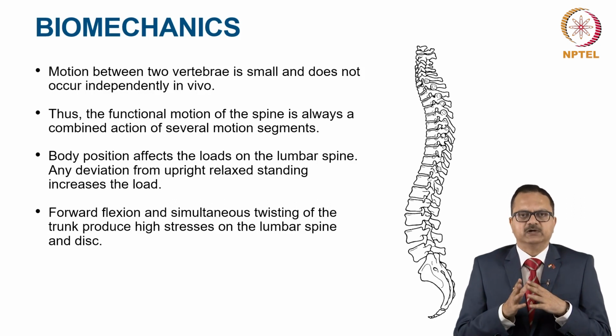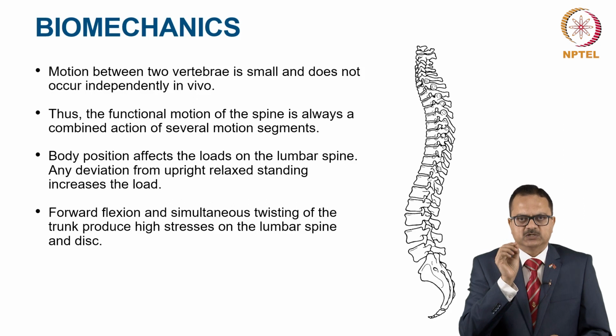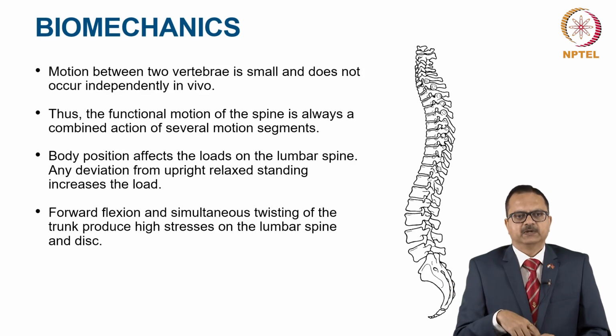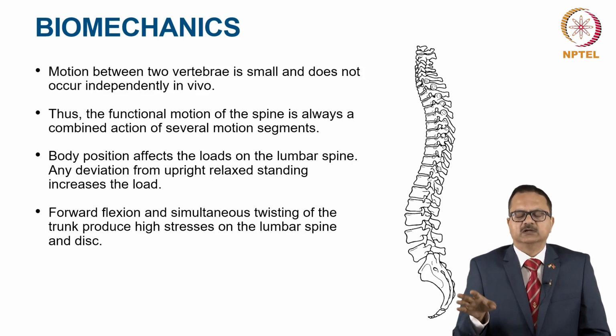Motion between the 2 vertebrae is very, very small and it does not occur independently. That means if we say lumbar 1 and lumbar 2, they cannot move independently too much. If we say cervical 7 and thoracic 1, they cannot move independently too much. But when the small movements are added on, it provides more motion of the spine. Okay? Thus, the functional motion of the spine is always a combined action of several motion segments.